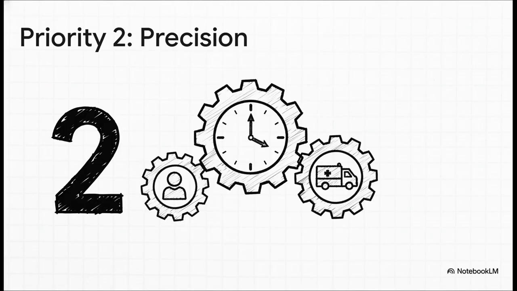The second huge priority is just pure logistical precision. I mean, the sheer number of tables dedicated just to scheduling and assignments shows an obsession with efficiency. And it makes sense, right? In this line of work, a 5-minute delay from a scheduling mix-up isn't just an inconvenience. It can be the difference between life and death. The system is designed from the ground up to eliminate that risk.